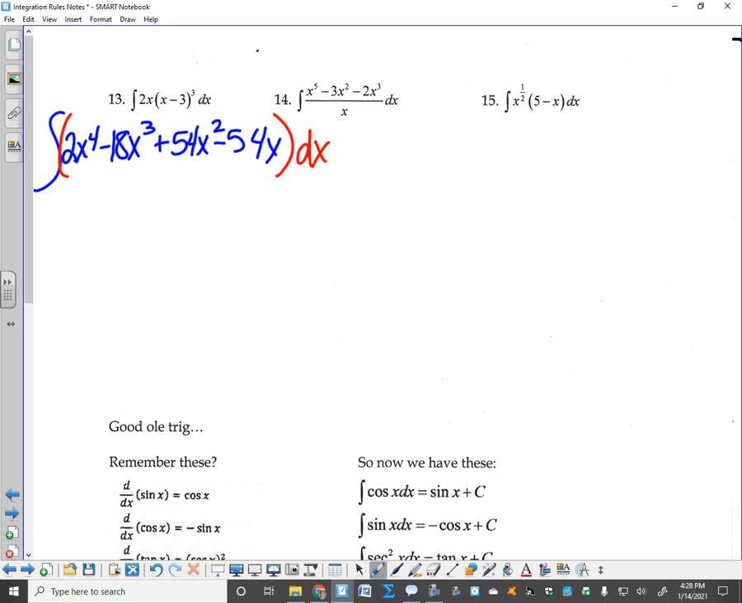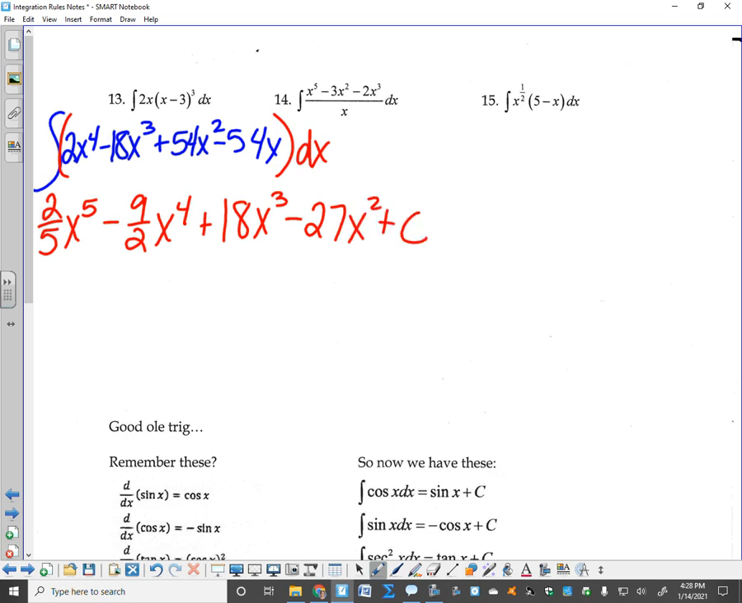Now, let's integrate. 4 plus 1 is 5, so 2 over 5 x to the 5th. 18 over 4 would be 9 over 2 x to the 4th. 54 over 3 is 18. x to the 3rd plus 1 would be 2. 54 over 2 is 27. x squared plus c. Whew. That's a good one. I like that one.